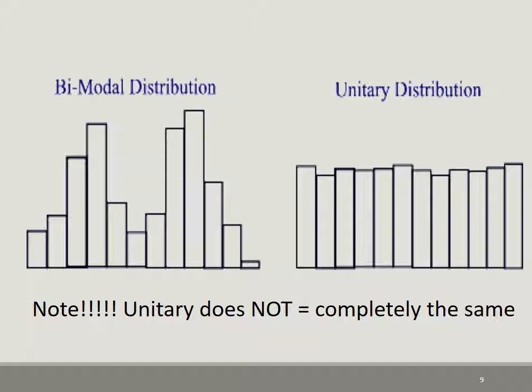And I want to make a note that on the right, you see the unitary distribution. If you'll notice, they are not all level. So even though it's uni, as in all one height, there can be deviations of that height. They don't have to be exactly that height, but there can't be any obvious pattern to the differences in the distribution.